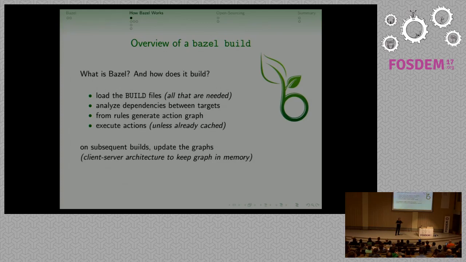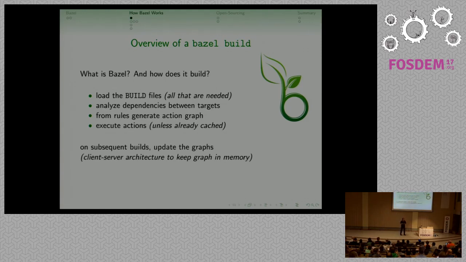And therefore, to not compute the whole dependency graph over and over again, Bazel has a client-server architecture. That is, once you start Bazel for the first time in a working directory on a code base, it will start a server in the background that constructs the dependency graph and keeps it in memory. And once you ask for another build or another test in the same working directory, in the same checkout, basically, same workspace, then the information will already be in memory and only updated with changes made to the files since you last invoked Bazel.